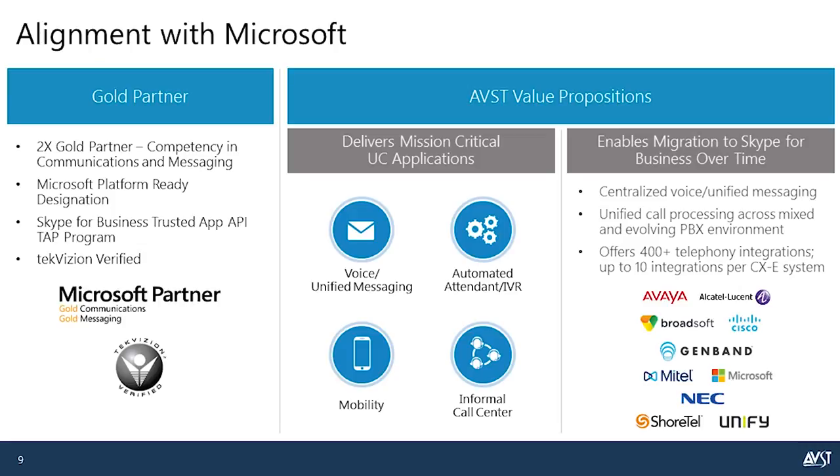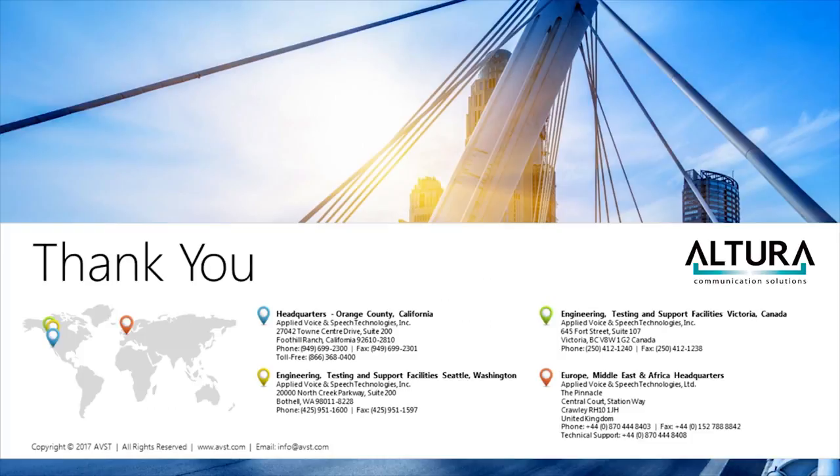As far as the applications being delivered, this is really focused on the unified messaging component, but it's a voicemail platform, a unified messaging platform, automated attendant, IVR, mobility, call center. It's a very broad solution set that's available to customers that move over to CXE. So in summary, you can no longer connect your on-premise third-party PBX into an Exchange Online unified messaging environment. So Office 365 customers that are using Exchange looking for alternatives, AVST has a great solution for you.